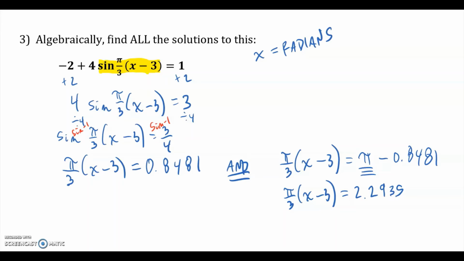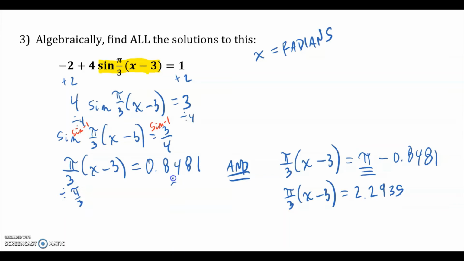Okay, so that 2.2935 comes from pi minus that value that came up when we did the inverse sine. So now we have 2 possible angles, the angle and its supplement, all in radians. Then the easiest thing I think to do here is divide by pi over 3. So divide everything by pi over 3.